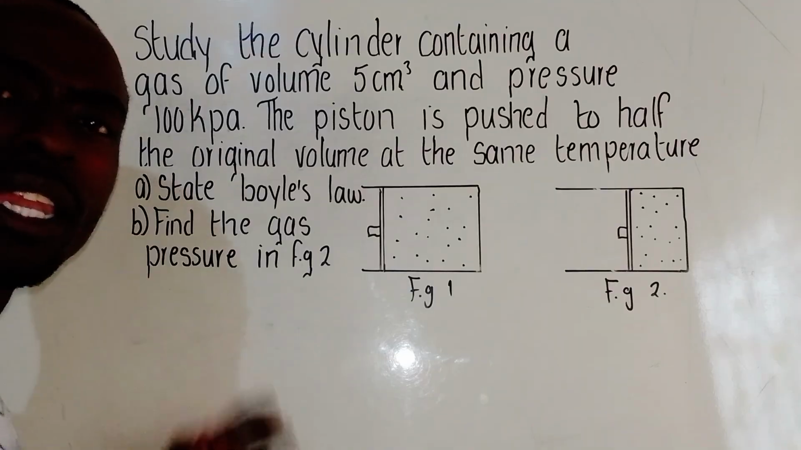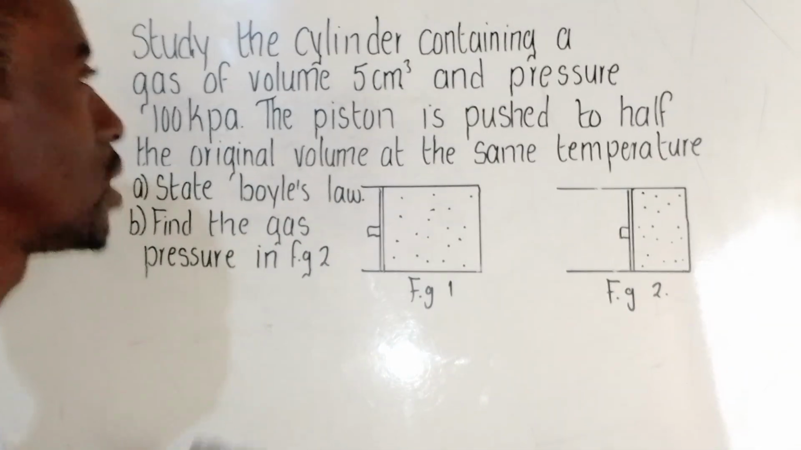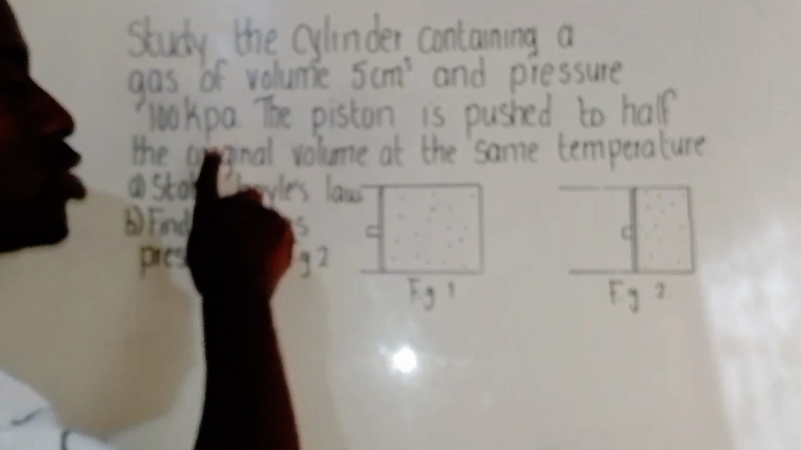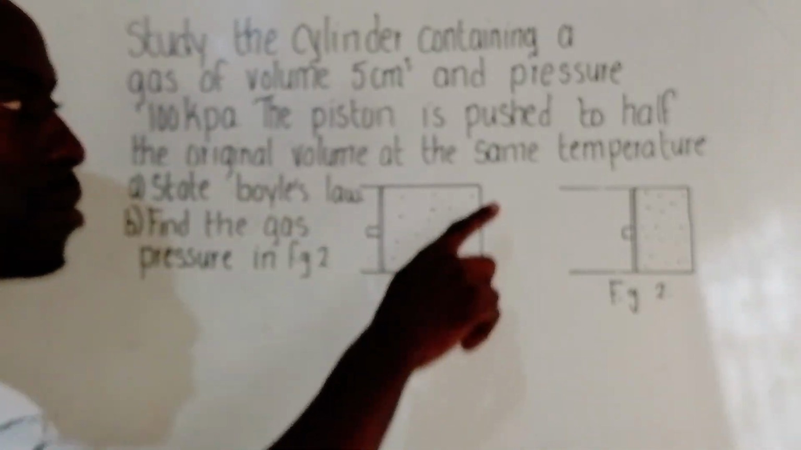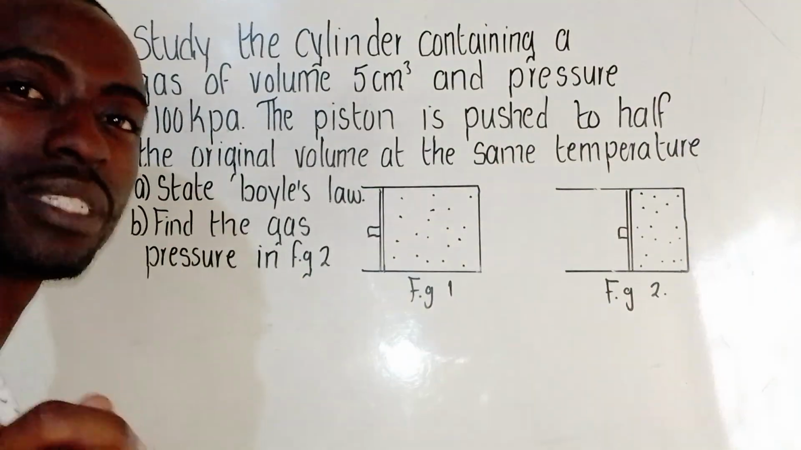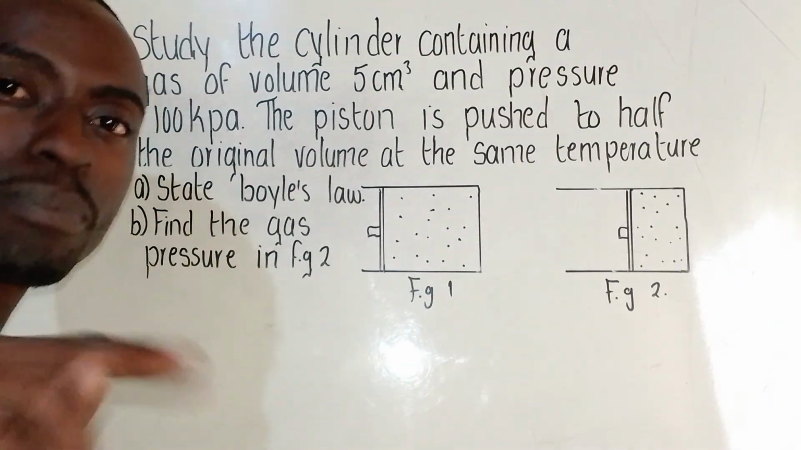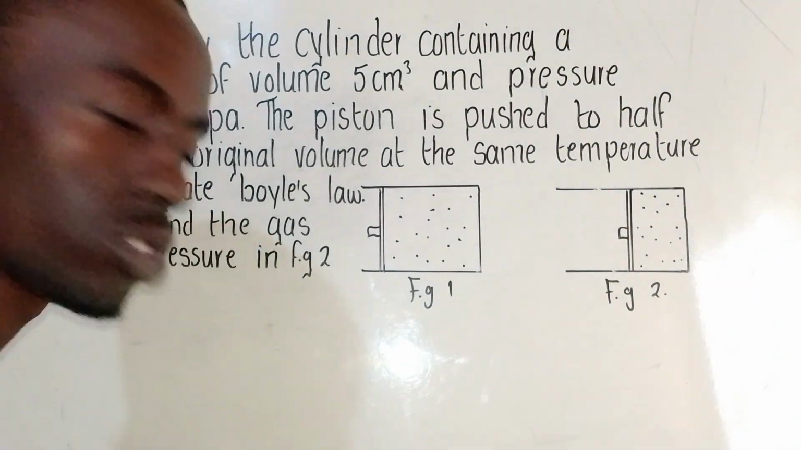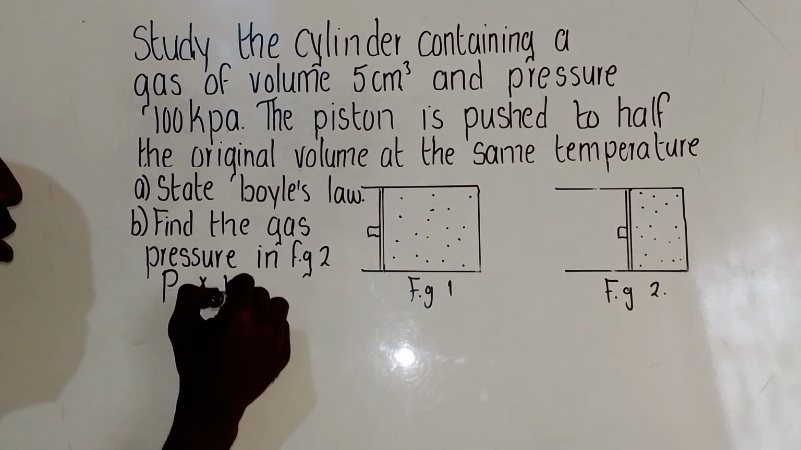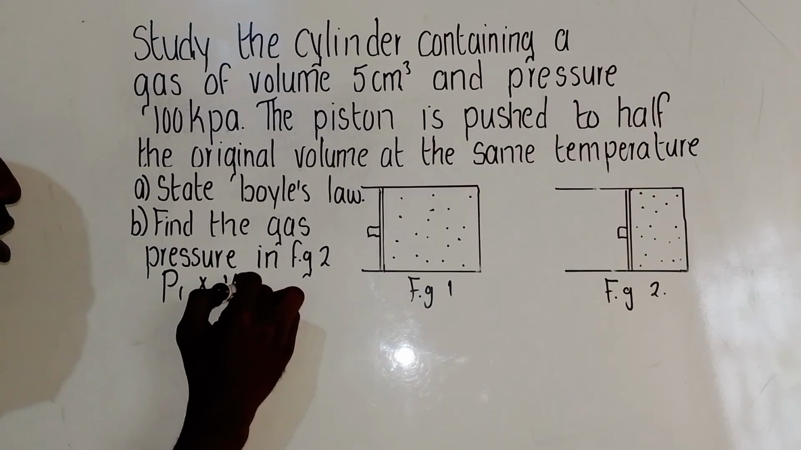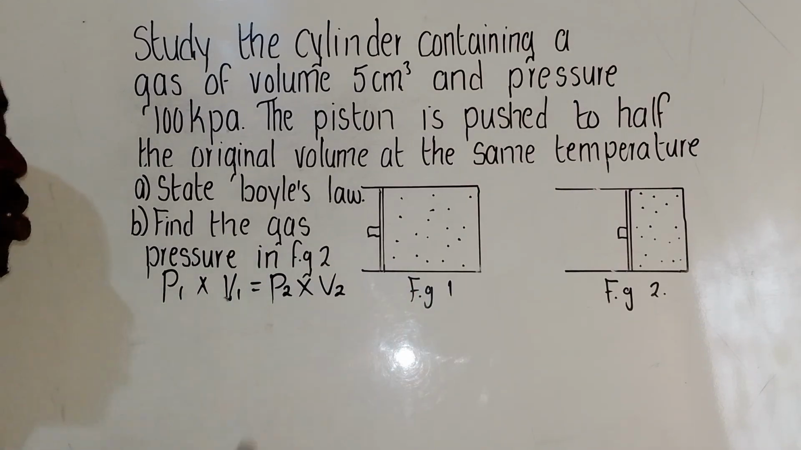Now the question is saying find the gas pressure. You must understand that here there are two things changing: the volume and the pressure. Remember they said the same temperature, meaning temperature is not changing. In a case where temperature is not changing, we use Boyle's law, given by this formula: P1 multiplied by V1 equals P2 multiplied by V2.